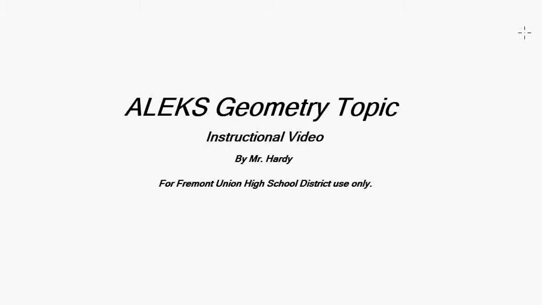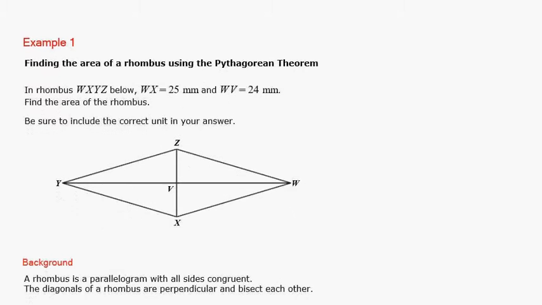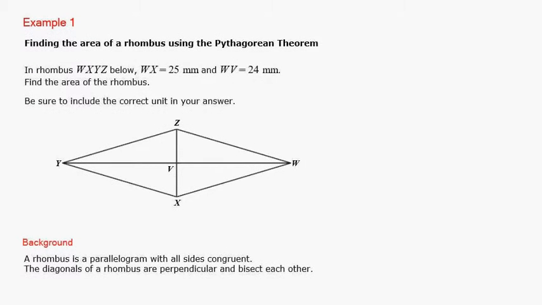What we're going to do in this video is find the area of a rhombus using the Pythagorean theorem. In other words, they're not giving us enough information so that we can just do it by using the diagonals. In the previous topic, if you did that one, they tell us the distance of the diagonals, and we can solve it. Here they're doing something a little bit different.